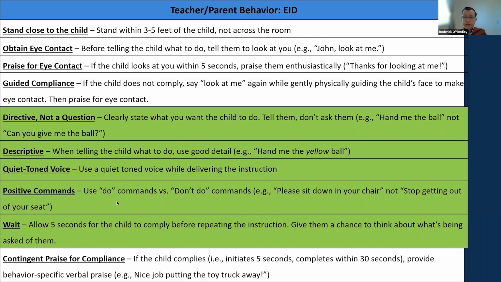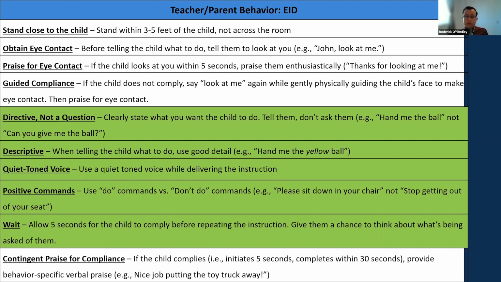Something that is more active, using a do command instead of don't do commands. Last, at least of those steps highlighted in green, is this chance now to give kids time to think about what it is that's being asked of them. If using positive commands is where parents and teachers tend to struggle most, waiting is an easy number 2, if not like a 1A here.